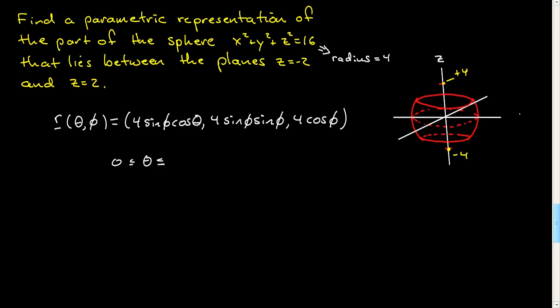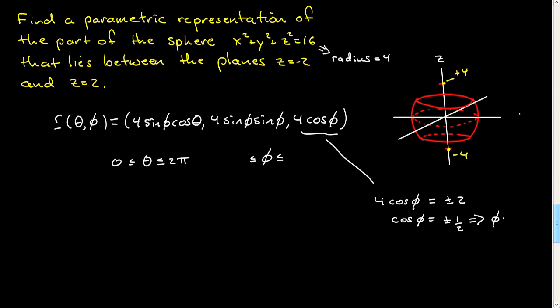The only restriction will be on the polar angle, or the colatitude, phi. That's what we have to work out. What are its bounds? Let's do it algebraically. 4 cosine phi, that's the value of z in spherical coordinates, has got to equal plus or minus 2. That will determine the values of phi that correspond to these values of z. So phi will be equal to pi on 3, or 2 pi on 3.